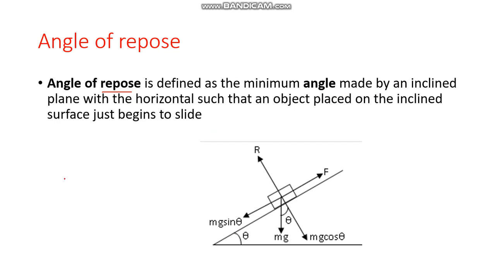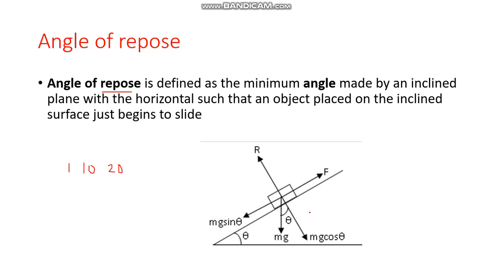Let us say you initially took 1, then you took 10 degrees, then you took 20. At 20 the block started to move. If you put 30 then it will slide down, 40 it will slide down, but at 20 it started to slide down. That angle is the angle of repose.